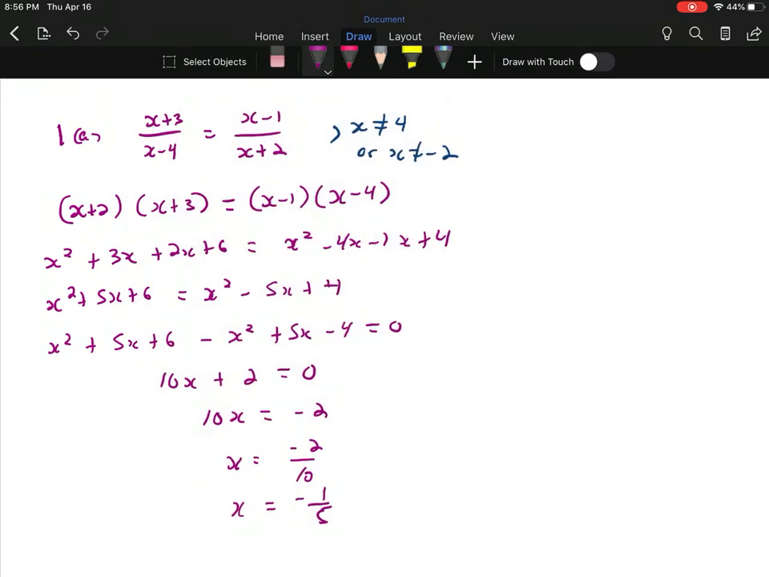X equal to negative 1/5, which was the answer I got down here. Not very neatly, by the way. Let's just tidy that up a little bit. Negative 1/5. And then I double check to see that it's not one of my restrictions. And it's not. So it very rarely happens, but you've got to watch out for it.